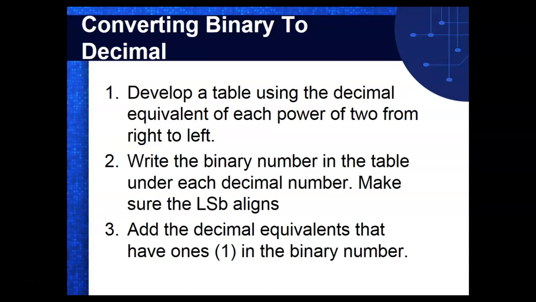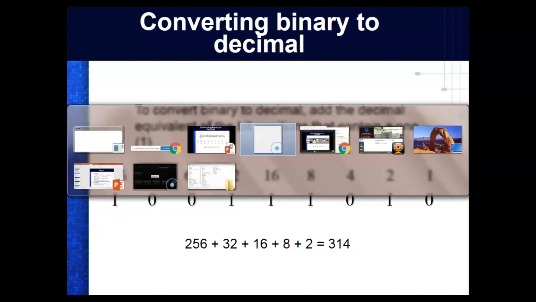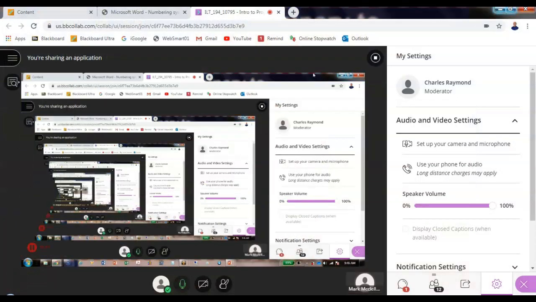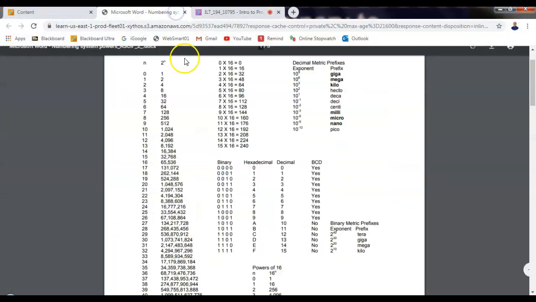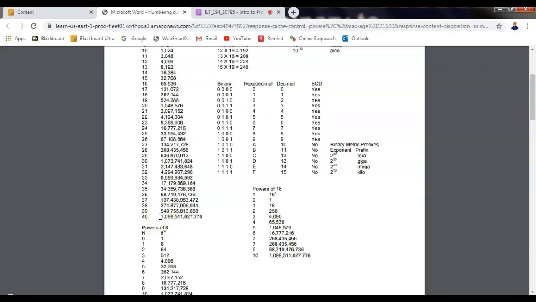So how we're going to do this, we'll develop a table. We'll write down the decimal equivalent of the powers of 2s. Okay, the decimal equivalent of the powers of 2s. And, of course, what I have for you is this chart right here. I take you all the way up to 2 to the 40th. It would double every time, so I just carried it up to 2 to the 40th.